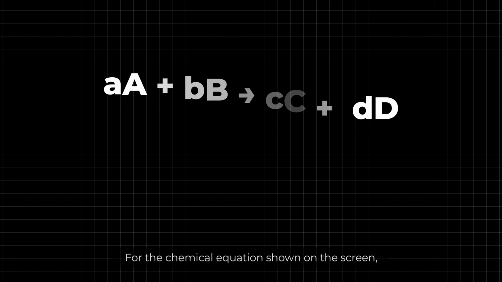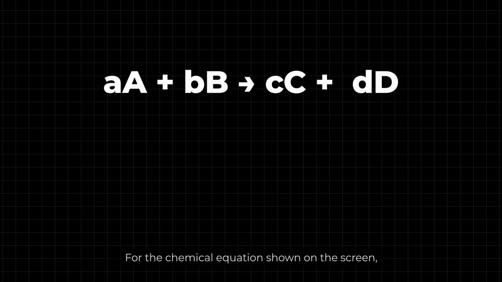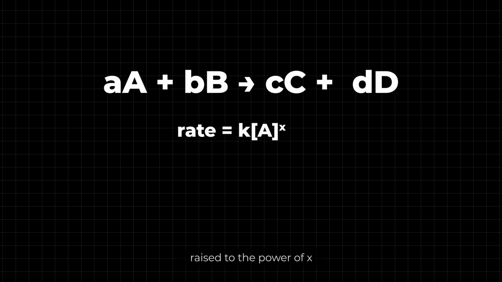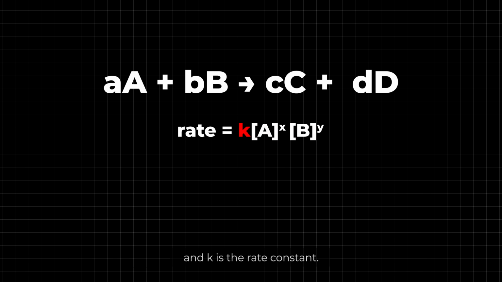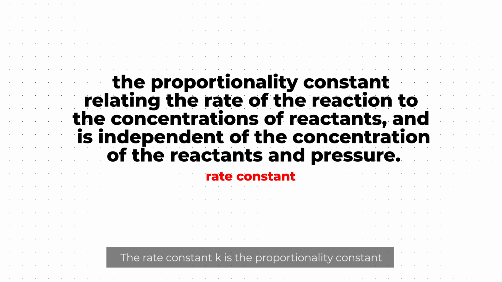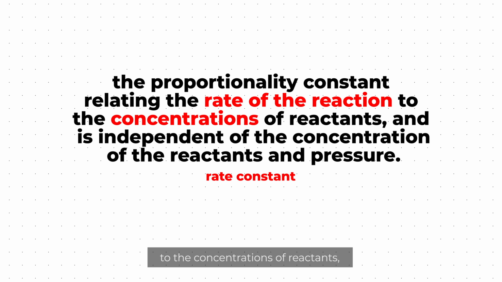For the chemical equation shown on the screen, the rate law is given as rate is equal to k times [A] raised to the power of x multiplied by [B] raised to the power of y, where the capital A and B represent the concentration of the reactants and k is the rate constant. The rate constant k is the proportionality constant relating the rate of the reaction to the concentration of reactants and is independent of the concentration of the reactants and pressure.